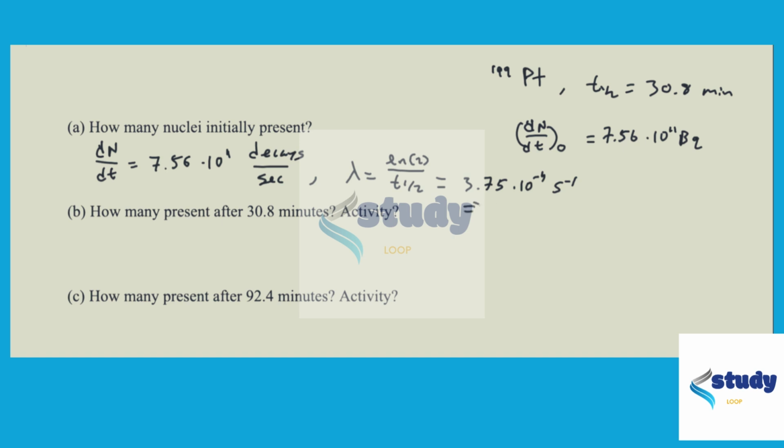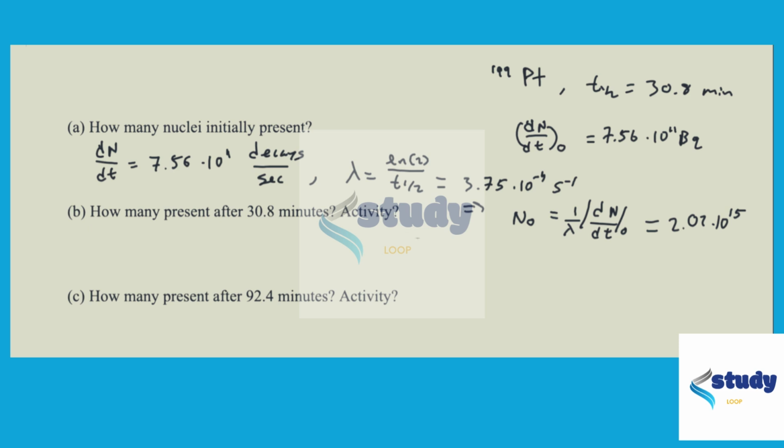So now we can use the fact that the number of initial nuclei in our sample is equal to 1 over the decay constant times the absolute value of dN/dt at time t equals 0. And plugging in our numbers, we get 2.02 times 10 to the 15. And this is the number of platinum nuclei that are initially present.